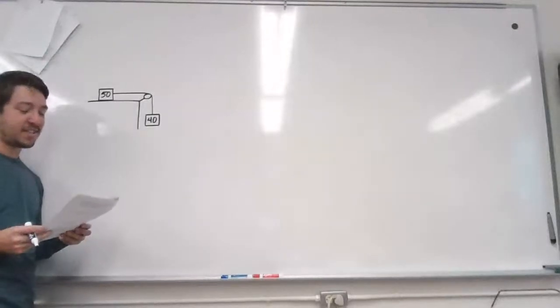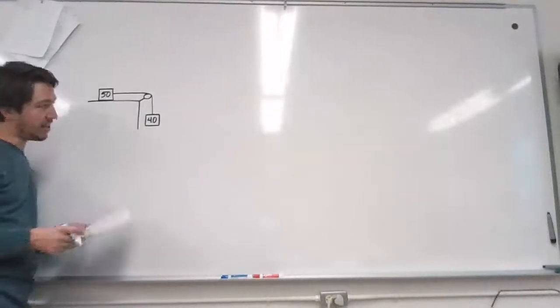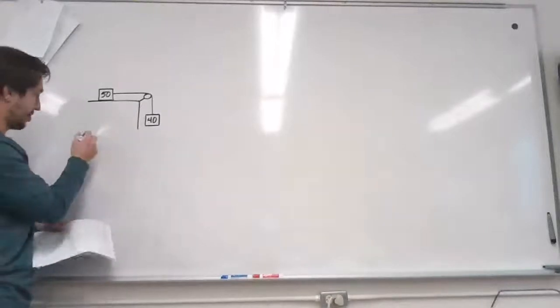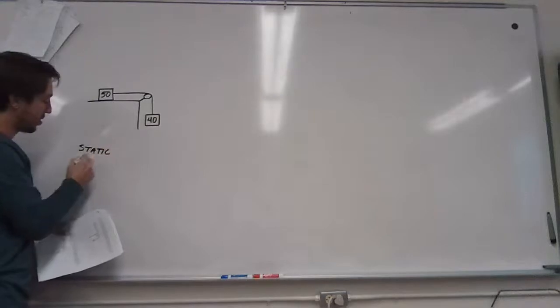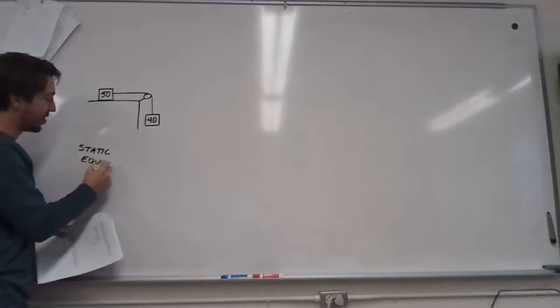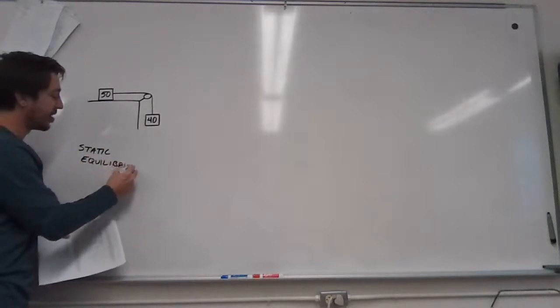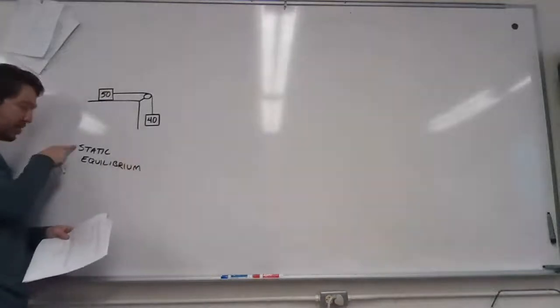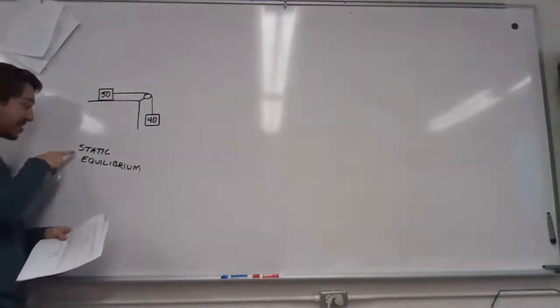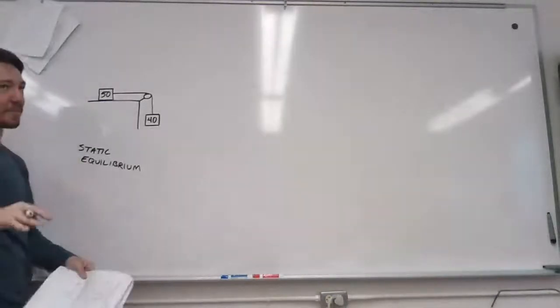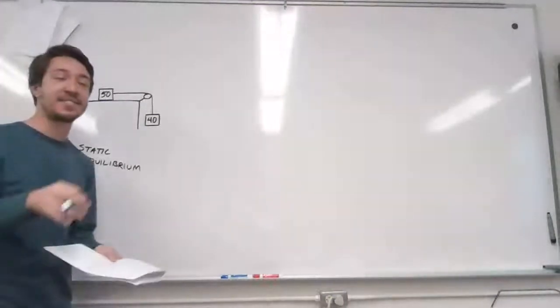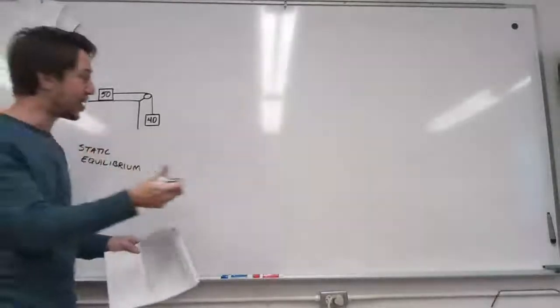Okay, so the question is, if this is in static equilibrium, that's a fancy word. Static. Can we all figure out what that means? Not moving, and it's not about to move. It's stable. It's an equilibrium. There are such things as an unstable equilibrium. I'll give you an example.